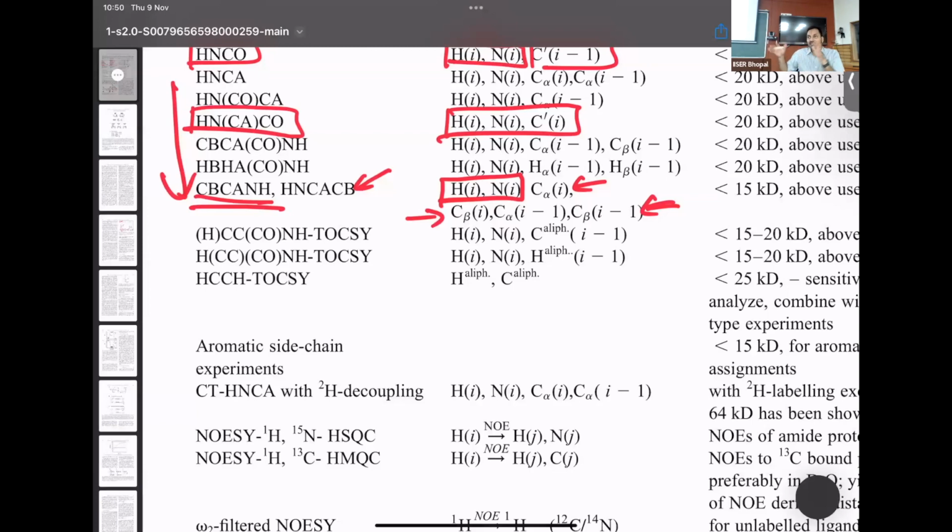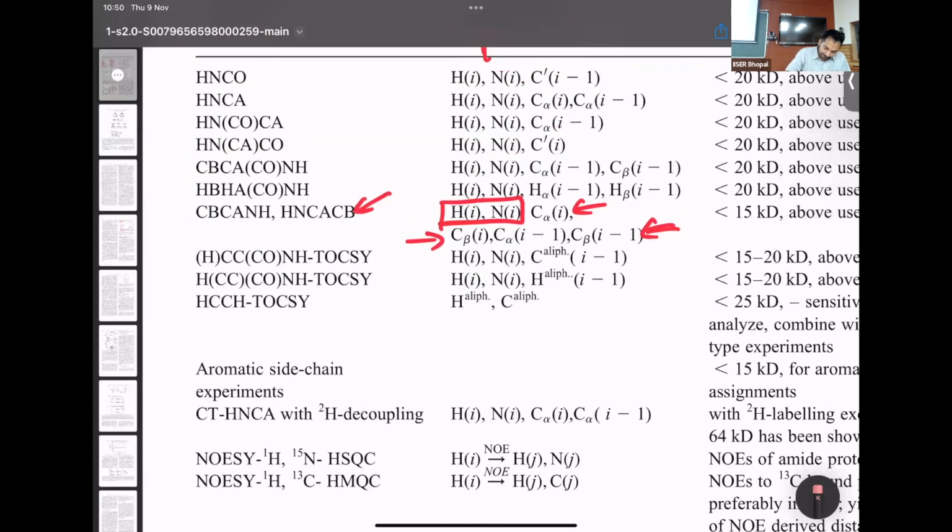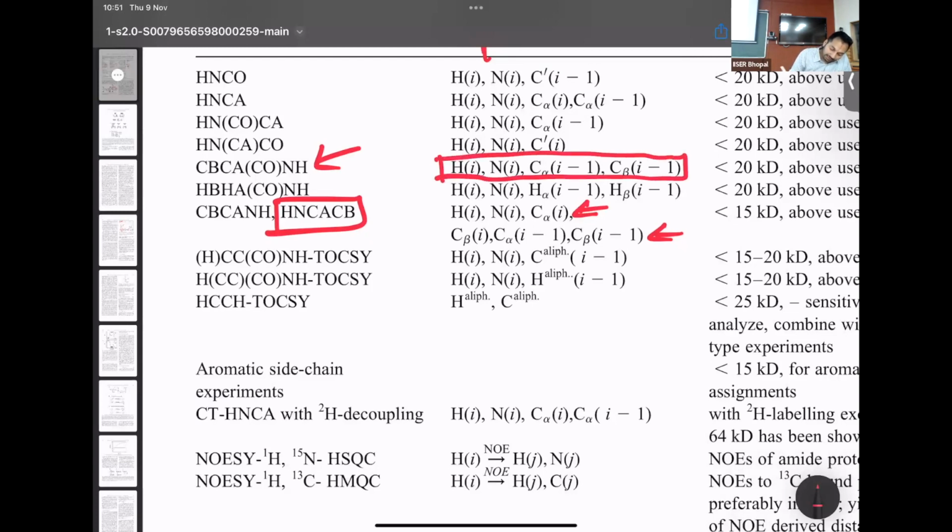But it's okay. Let's divide and conquer. Let's get one by one done. But remember, this is only going to give you I and I-1. Therefore, you could also do another experiment. Now, what are we looking at? We are looking at the HNCACB, which gives you C alpha and C beta of I and I-1. You could do an experiment called CBCACONH, which will give you HN and N with the C alpha and C beta only of I-1.